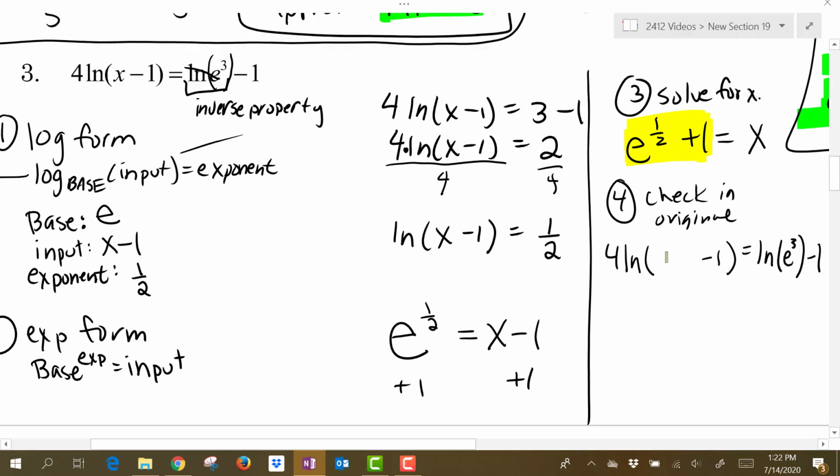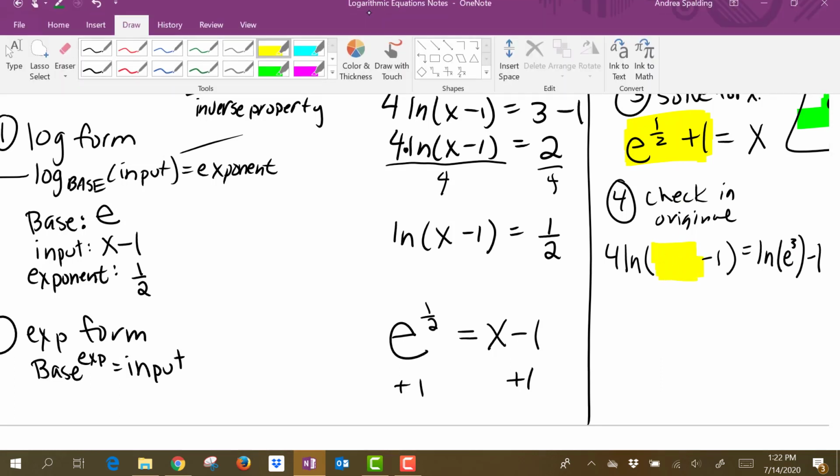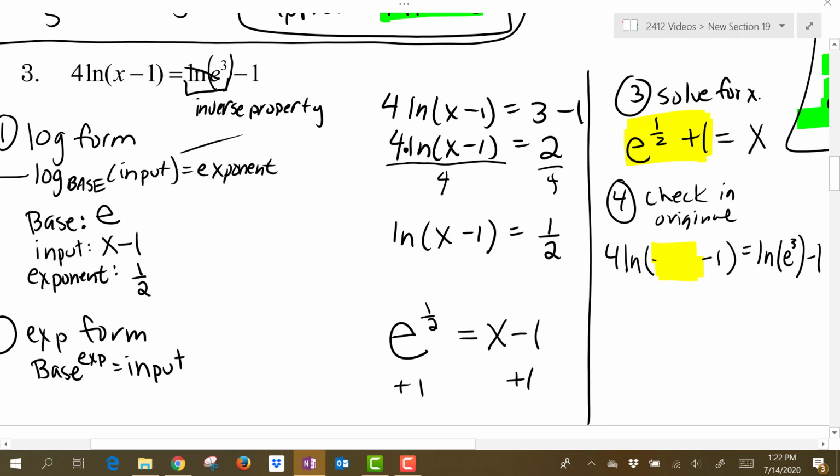Alright, so I've rewritten my original equation, and in place of x, I am going to put our solution, e to the 1/2 power plus 1. And let's simplify that and make sure that what's inside of this log stays greater than 0. So the plus 1 and the minus 1 will cancel each other out. I'm left with e to the 1/2 power.